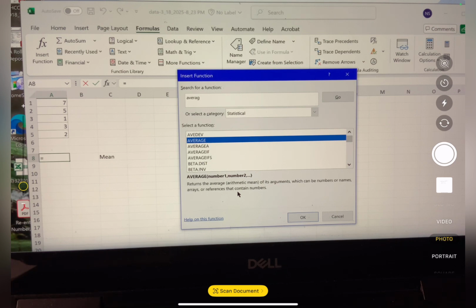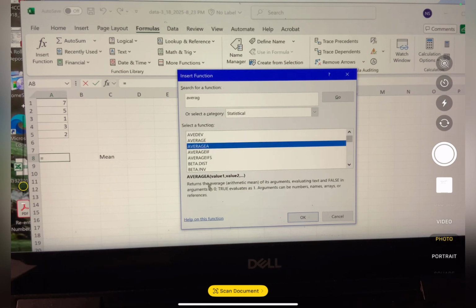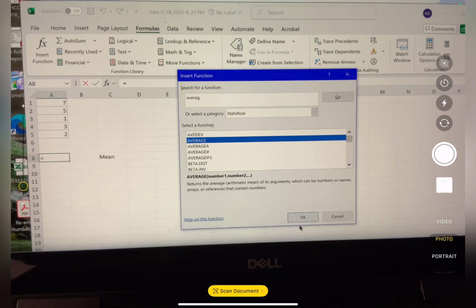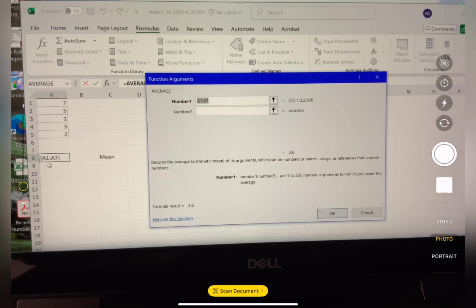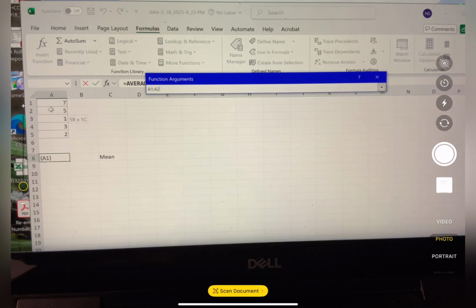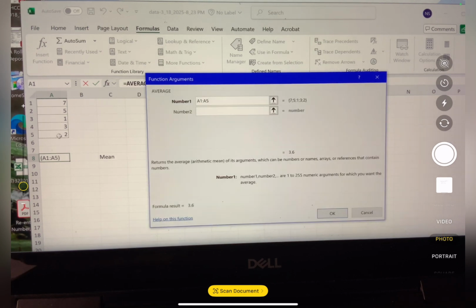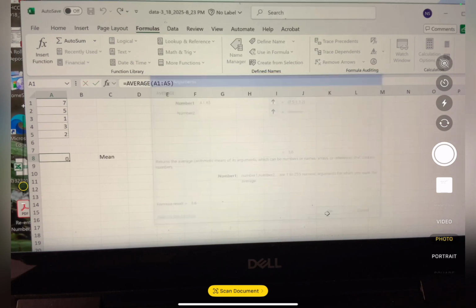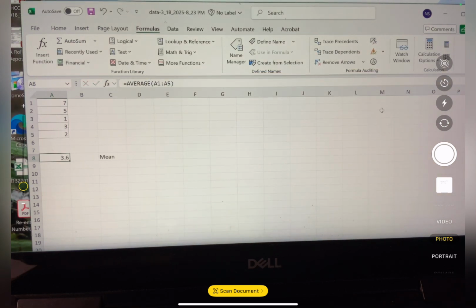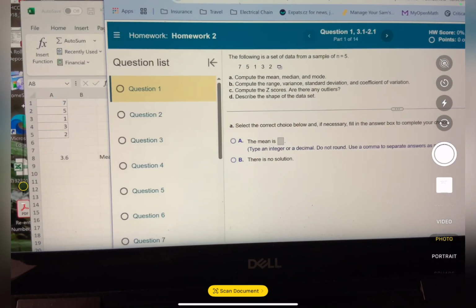I'm clicking on this one, also average, and reading what it is. We don't need false and true, we need just average. Clicking OK. See, here the range popped up, A1 through A5. The same way, I'm going to highlight it. It picked up the range A1 through A5. Click OK, and there we go, 3.6. I didn't put in the answer, so I have to calculate it myself.